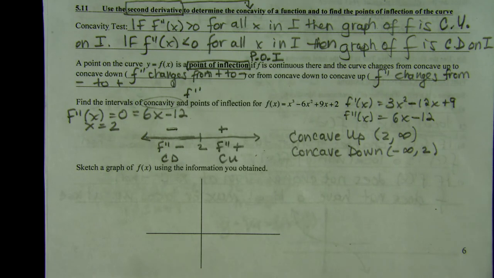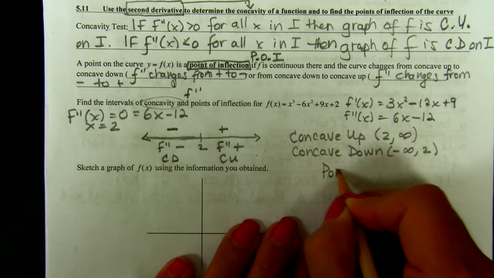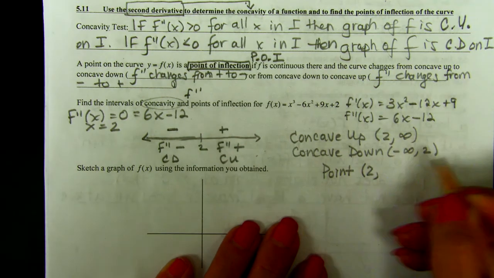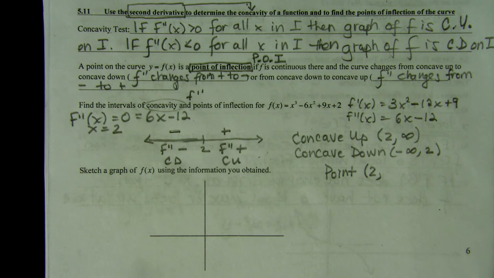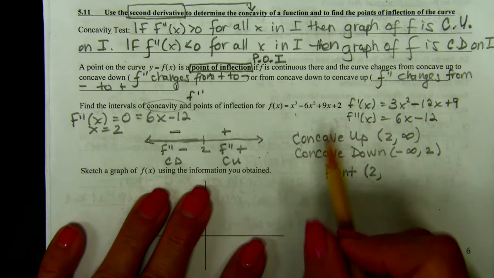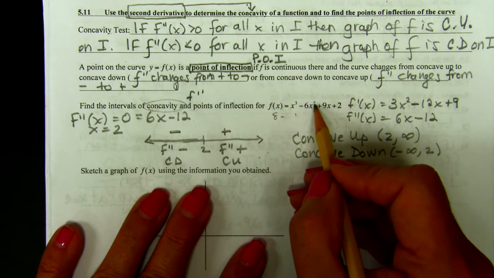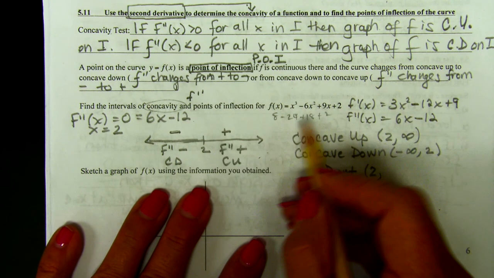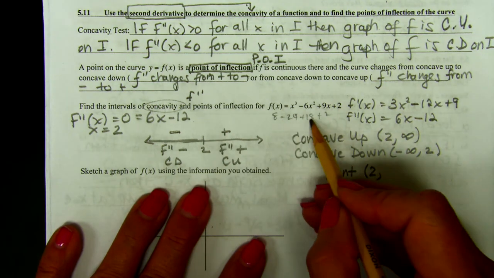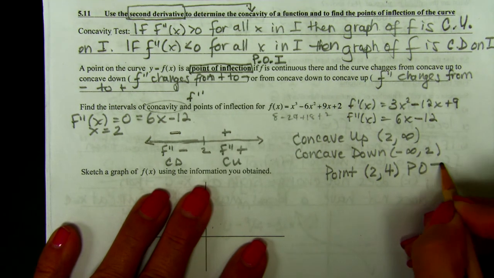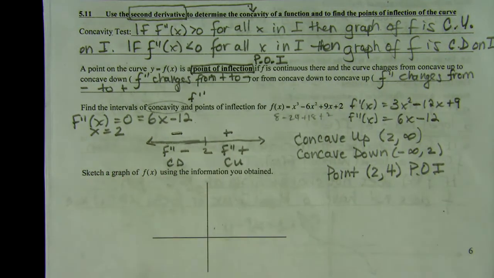Okay? And so therefore, the point 2, and what do I get if I put 2 in there? Let's figure out what that point is. If I put 2 into the original function, I get 8, 2 cubed is 8, minus 24 plus 18 plus 2. So that's going to be 4. So 2, 4 is my point of inflection. 2, 4 is my point of inflection.